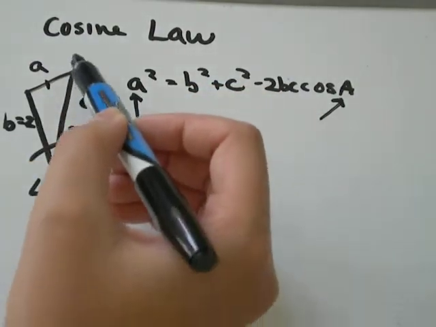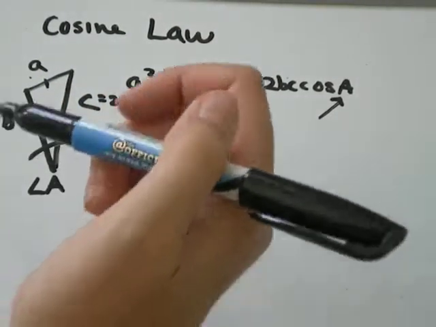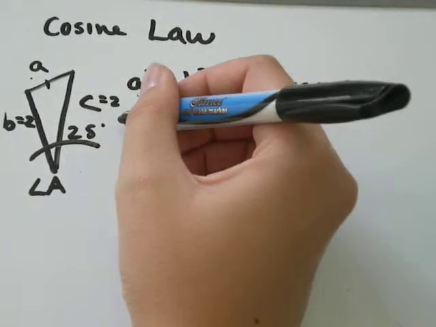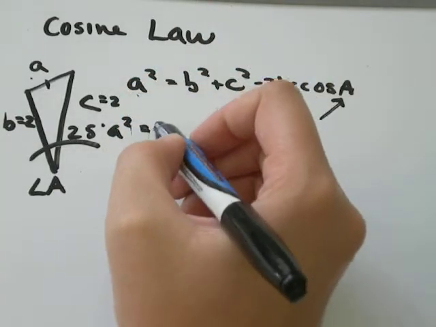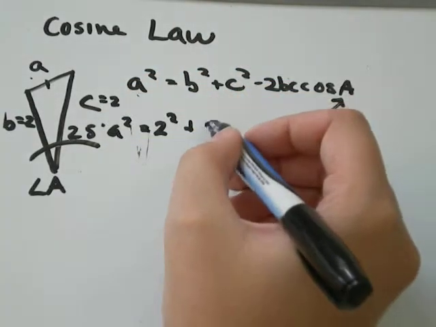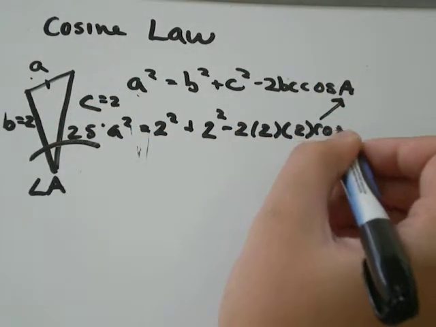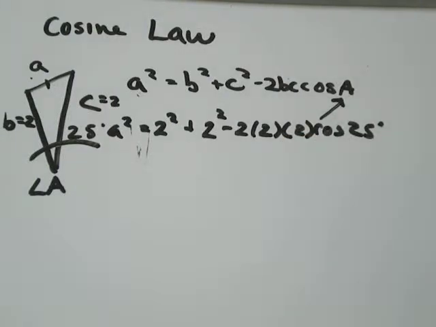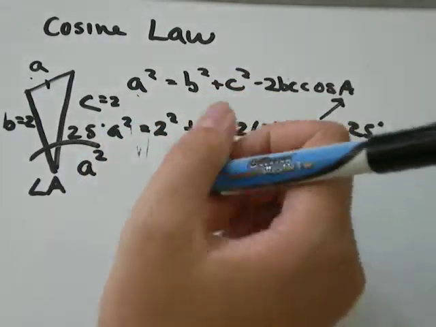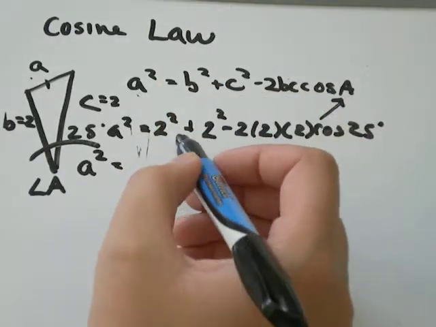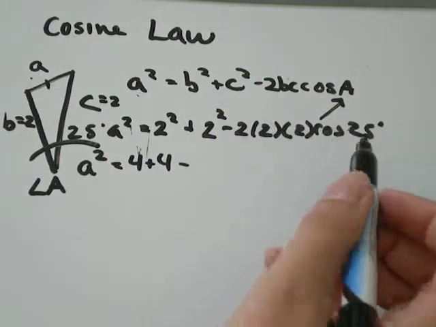So we've got the length of two sides, we've got an angle, and we're being asked the length of the side opposite the angle. A squared is our unknown, so I won't be able to do anything with that. But B squared, that would just be 2 squared, plus C squared would also be 2 squared, minus 2, B is 2, C is 2, and cos 25 degrees. So from here on out, it's just figuring out what all of these numbers are equal to, multiplying and adding, stuff like that. 2 squared is 4, plus 2 squared is 4, minus cos of 25.